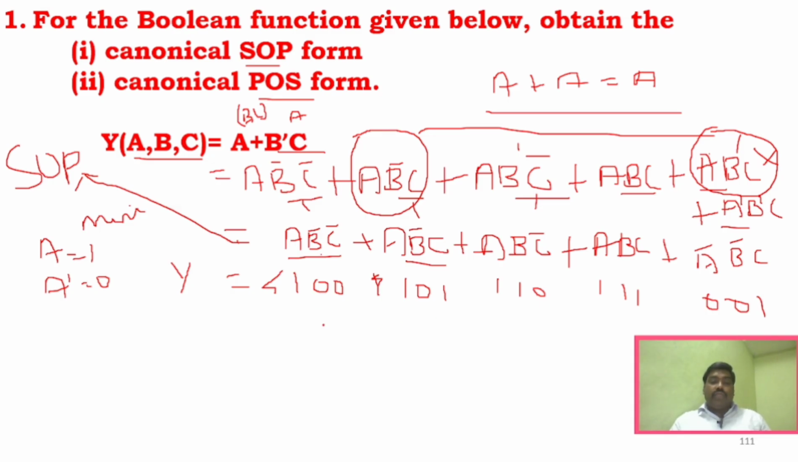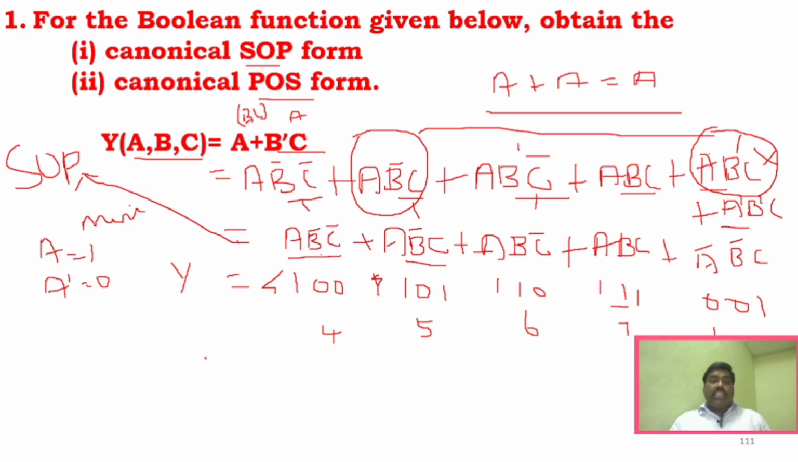And you already know what is this value. This is 4. And this is 5. And this is 6. And this is 7. And this is 1. So by using the 4-2-1 code, I am writing it.